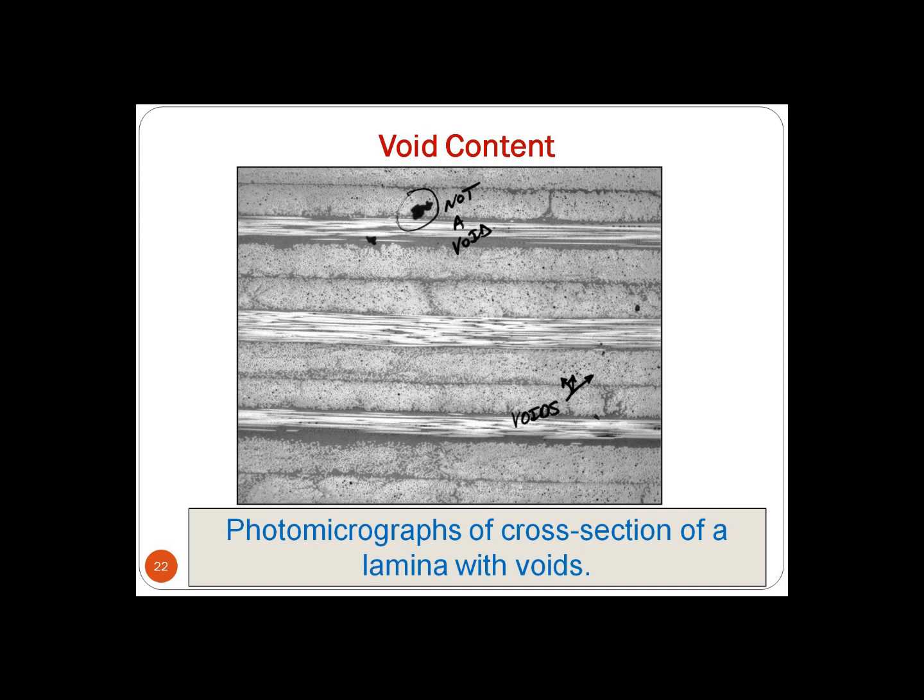A decrease of 2 to 10% in the preceding matrix dominated properties generally takes place with every 1% increase in the void content. And now onwards we will see how the void content will be formulated in the form of different weights and densities.